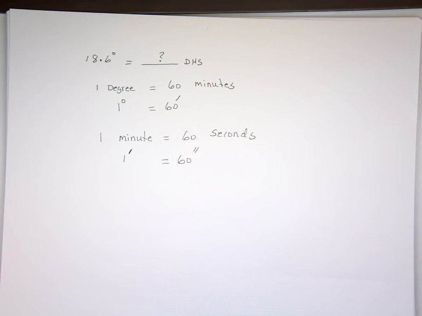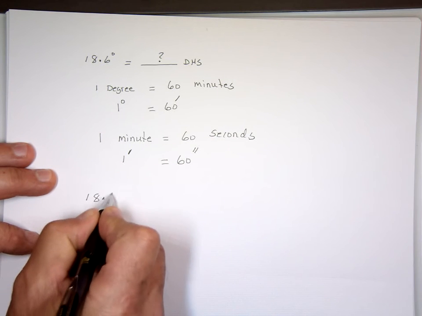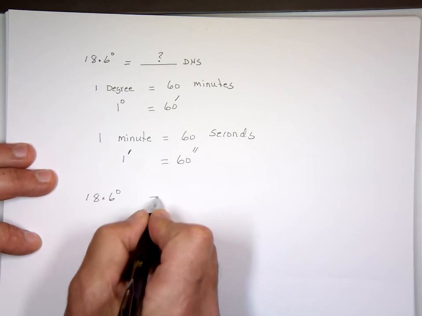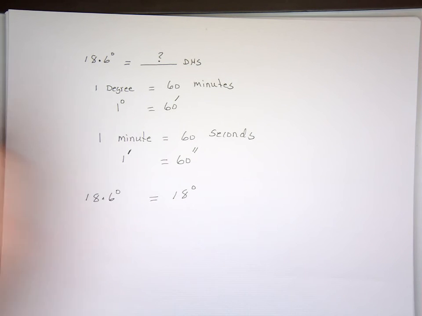So when you say I have 18.6 degrees, we're saying, oh, no, that's not good for us. I need to write that in minutes and seconds. So here we go, 18.6 degrees. We know there is 18 degrees in it, but there's a portion of a degree, 0.6.